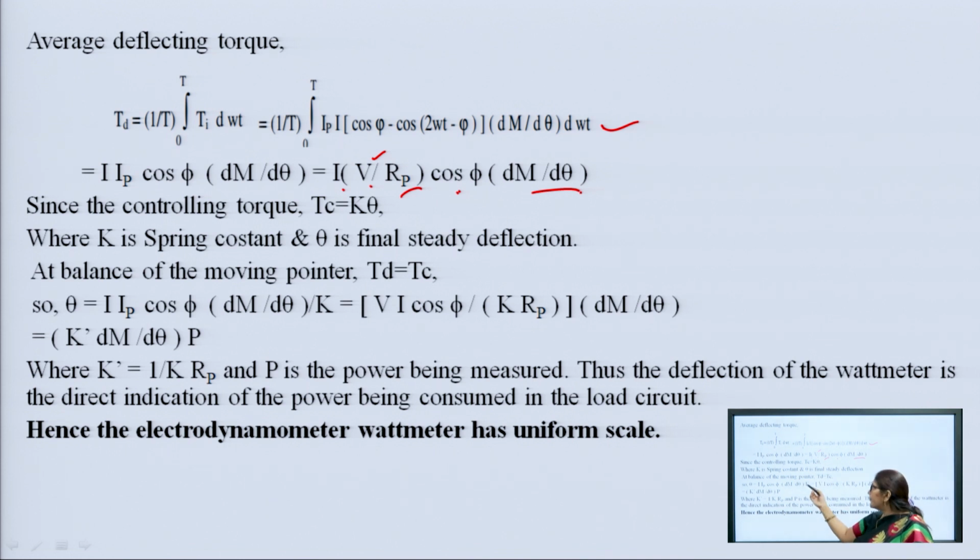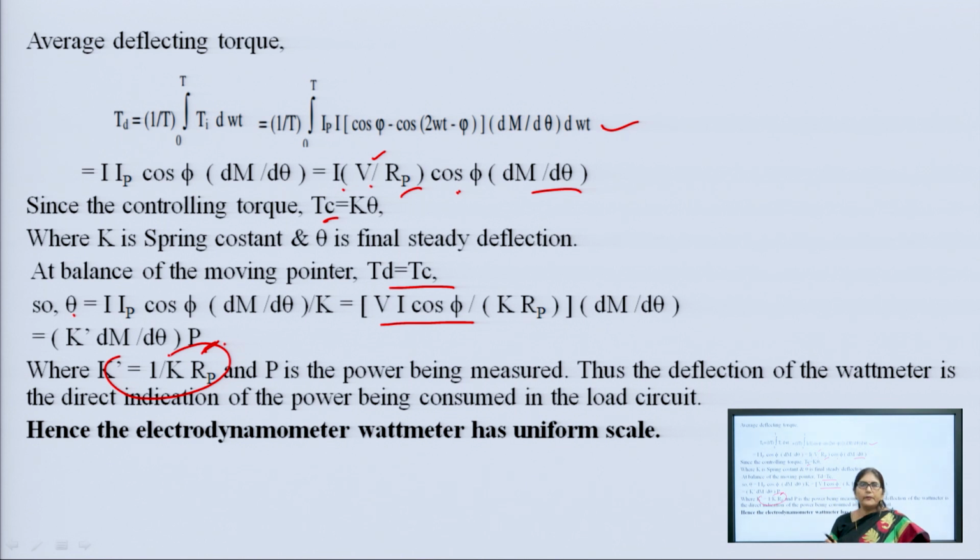Now, this is the controlling torque, we know Tc is equal to k theta, where k is constant and theta is the deflection. So, for the final steady deflection, we can place Tc equal to Td. So, theta is equal to I Ip cos phi dm by dt over k. So, it is V I cos phi, and V I cos phi is the power. So, this theta is basically proportional to the power measured, and this is the constant term.